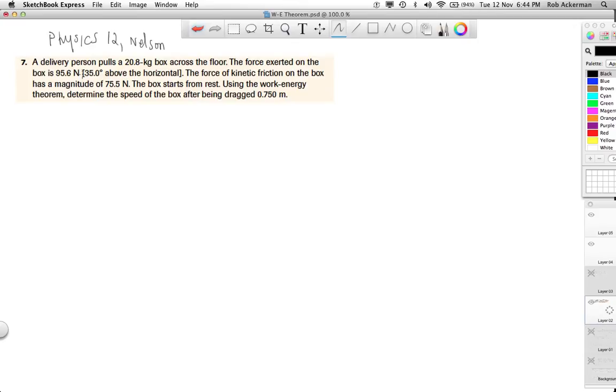Talk about a delivery person who's pulling on a box, exerting a certain force. But there's friction acting on the box. And so if the box starts from rest, use the work-energy theorem to figure out how fast it's going after it's been dragged a certain distance.